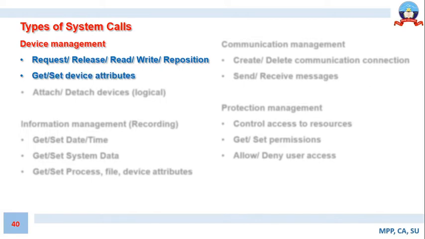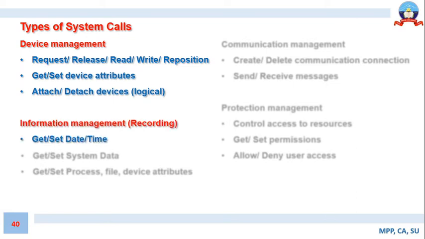Then we have system calls to get and set device attributes. So this is also very much important. So we have system calls that are capable of fetching the system attributes as well as setting the system attributes. Then we have system calls for attaching and detaching the devices to the computer system. So these are completely logical, logical in a programming context. So we can attach and detach devices with the help of system calls.